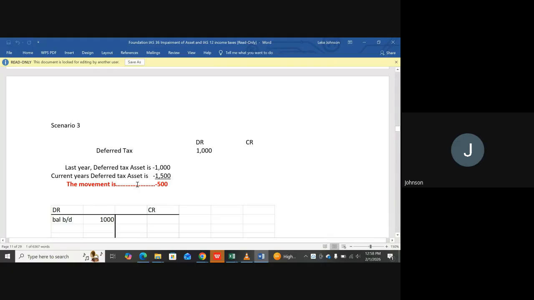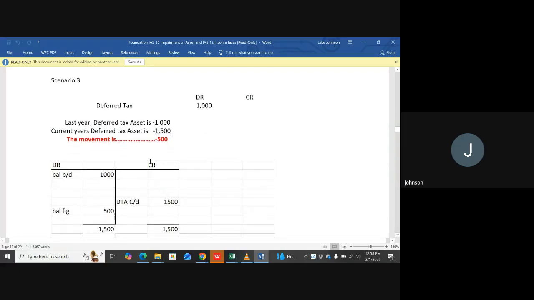They say at the beginning, we had an asset of 1,000. Then this year, it has gone to 1,500. So there is an addition of 500 from last year to this year. So what do you now do?